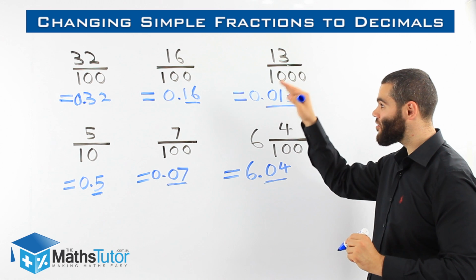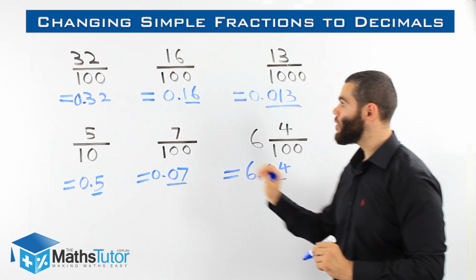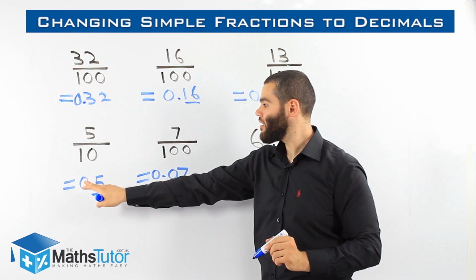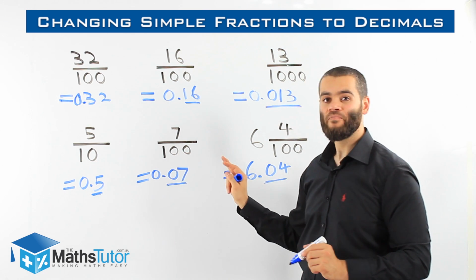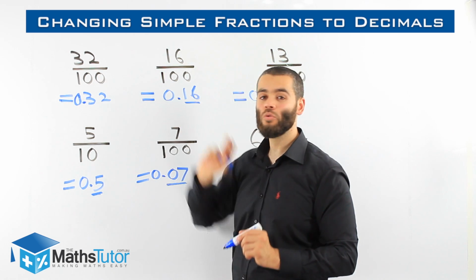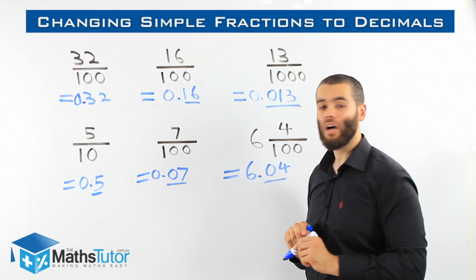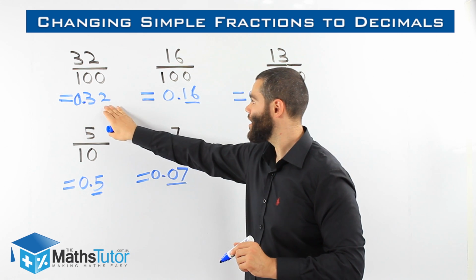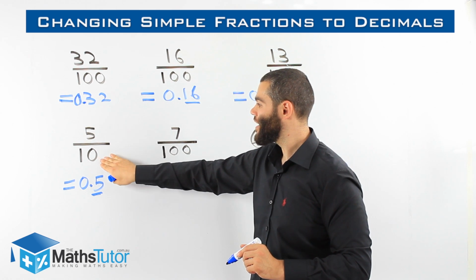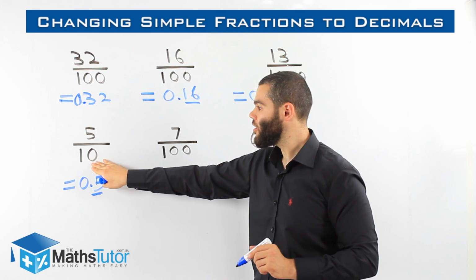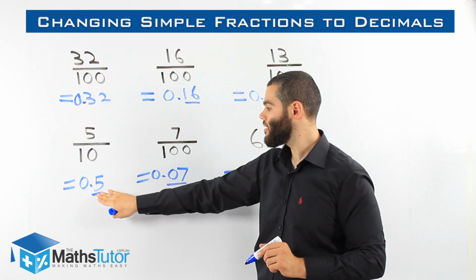So as you can see throughout all of them, we look for how many zeros are in the denominator. Out of 100, which means 2 numbers are going to go behind the decimal point. There they are. Out of 10, 1 zero means 1 number will go behind. There it is.